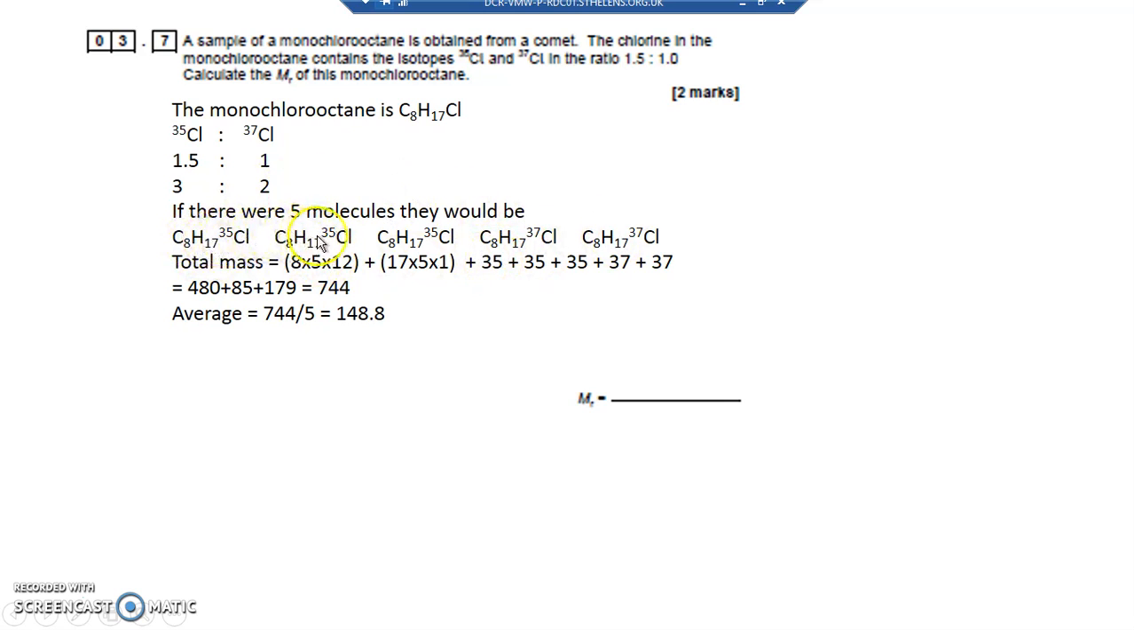You add up the masses of everything. You've got 8 carbons in everything, so 8 times 5 multiplied by 12 for a carbon, 17 times 5 times 1 for a hydrogen, and then you've got 3 35s and 2 37s, which, when you add it up, gives a total mass of 744. To work out an average, you divide by 5, the number of molecules, and it comes out as 148.8.